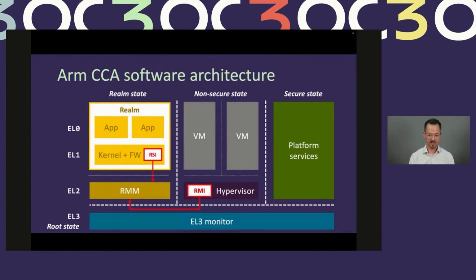One is the Realm Management Interface, the RMI, and that's used by the hypervisor to create, manage, and run realms. The other interface, the RSI, or Realm Services Interface, is exposed to the Realm guest and provides functionality including attestation primitives and mechanisms for communicating with the non-secure world.